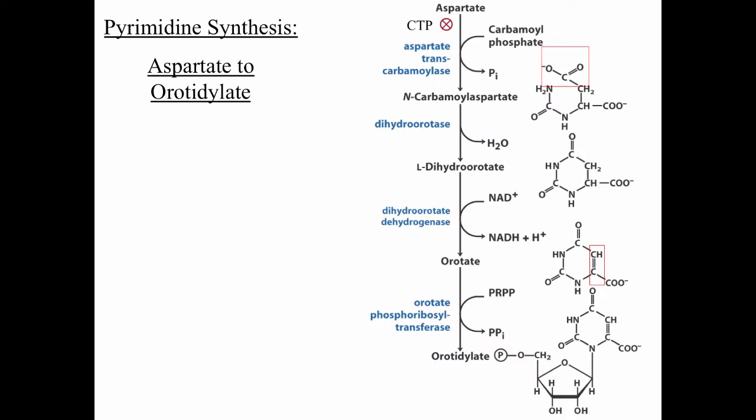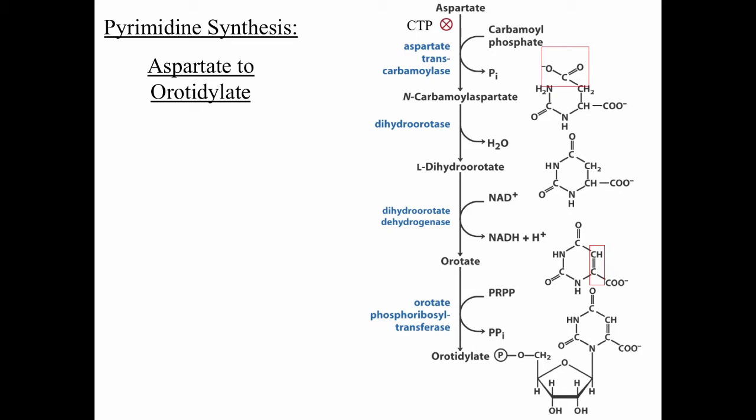Great question. Okay, so in pyrimidine synthesis, the first reaction is catalyzed by this enzyme called aspartate transcarbamylase. You will have to learn this enzyme. Aspartate transcarbamylase will take carbamyl phosphate and transfer the carbamyl group onto aspartate, making N-carbamyl aspartate. Okay, so that's the first reaction in pyrimidine synthesis. Really, pretty much the only reaction you have to know.